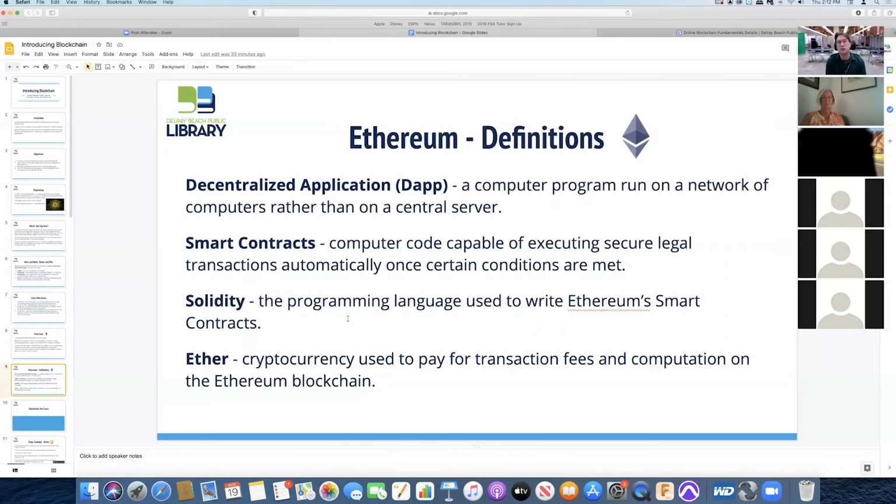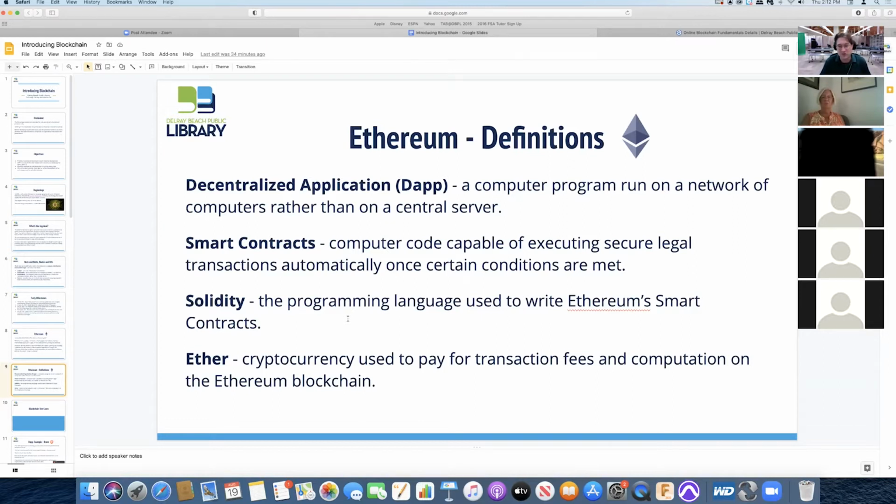You have the idea of smart contracts, and this is something that started with Ethereum. You have this computer code capable of executing secure legal transactions automatically once certain conditions are met. So blockchain has basically been determined as so secure as to be able to establish truth digitally. And so transactions that can be verified on a blockchain are able to be legally binding.